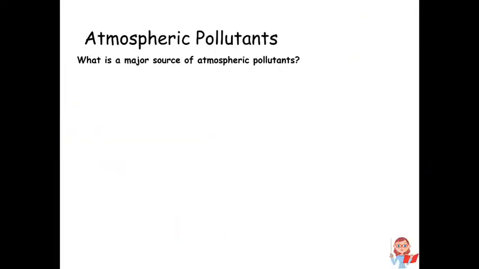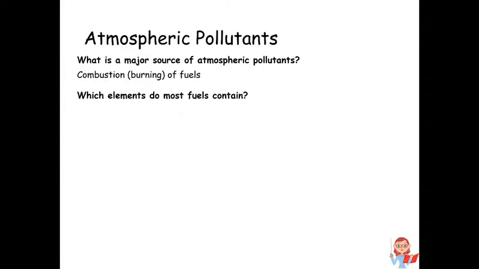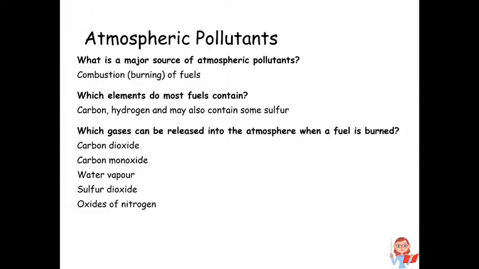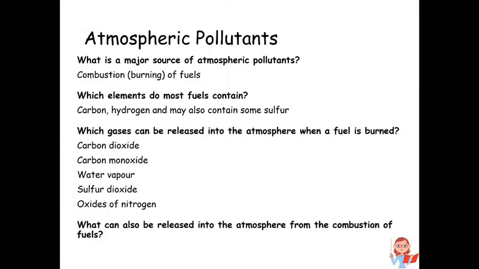What is a major source of atmospheric pollutants? The combustion or burning of fuels. Which elements do most fuels contain? Carbon, hydrogen, and may also contain some sulfur. Which gases can be released into the atmosphere when a fuel is burned? Carbon dioxide, carbon monoxide, water vapour, sulfur dioxide, and oxides of nitrogen. What can also be released into the atmosphere from the combustion of fuels? Solid particulates.